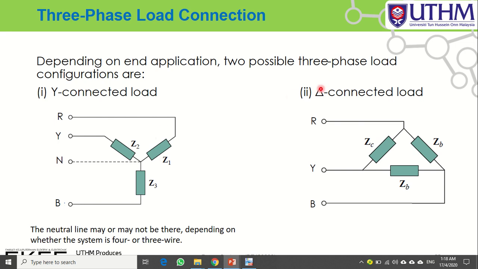Similarly for the delta connected load, we use capital notation. For the supply or generator side we use small r, small y, small b and small n, but for the load we use capital R, capital Y and capital B, just to differentiate between load and source. Is it clear? This is a delta connected load. We have ZA, ZB and ZC. This is just impedance.